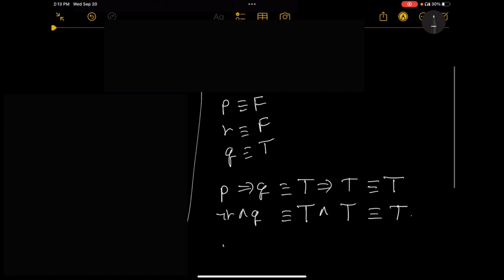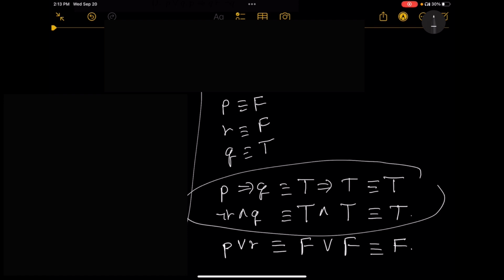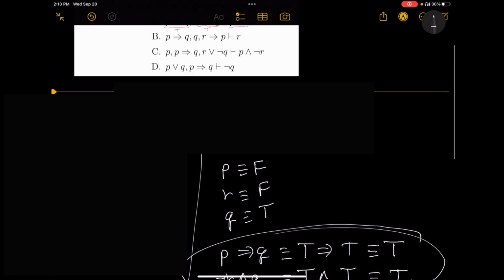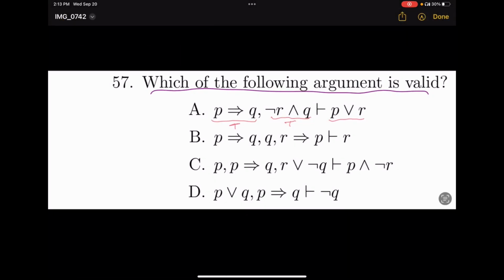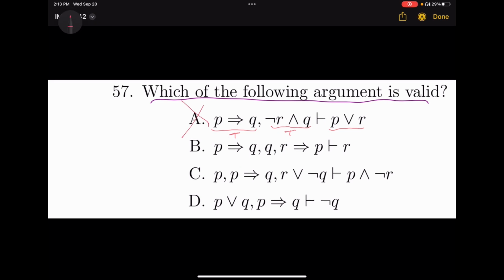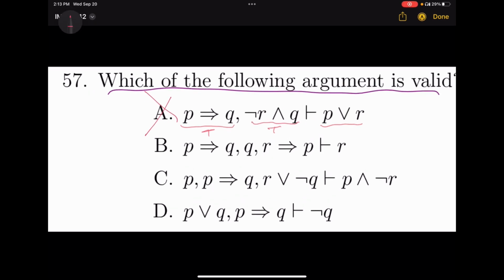How about the conclusion? The conclusion is p or r. But what is p? P is false. Or r. What is r? R is also false. False or false is false. Therefore, we have all of the premises true, but the conclusion false. Therefore, this argument is not valid. A cannot be an answer. Okay, B can be an answer.